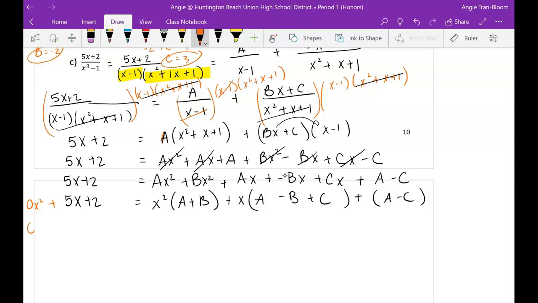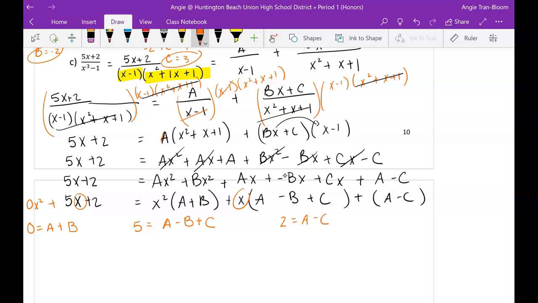So what you are going to do is take 0 equals a plus b. Then you're going to take 5. You're going to set it equal to a minus b plus c, because this right here has a leading coefficient of 5. And then your constant is 2. So 2 equals a minus c. Well, this one, as you can see, I need to solve for a, b, and c.